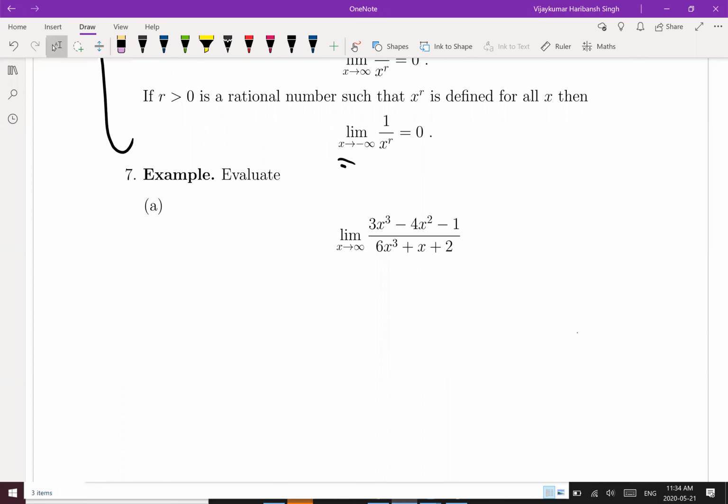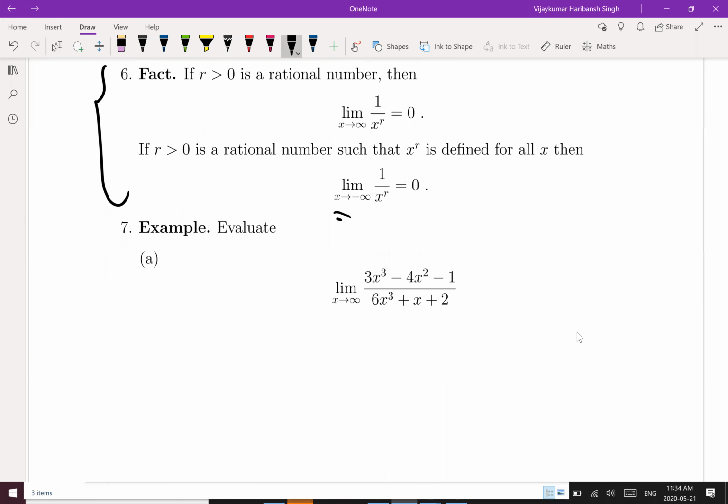Now, we don't really know about the limit as x goes to infinity behavior, except that the limit as x goes to infinity of 1 by x to the r is 0. So we need 1 by x to the something here. We do not have that, so we'll create it. How will we create it?